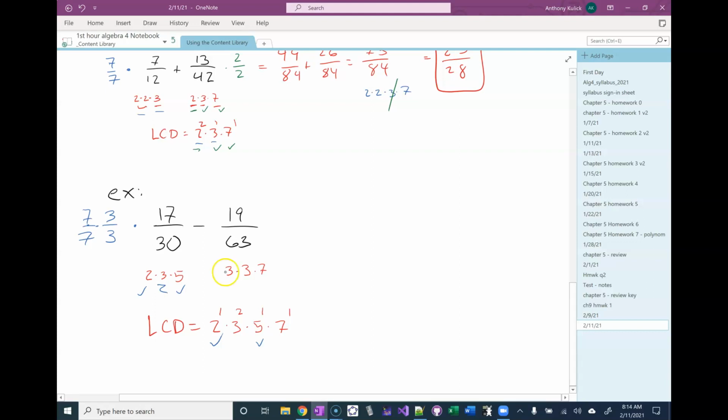If I look at my other denominator, I don't have a 2. I do have both 3's. I don't have the 5, but I do have my 7. Everybody's okay there?